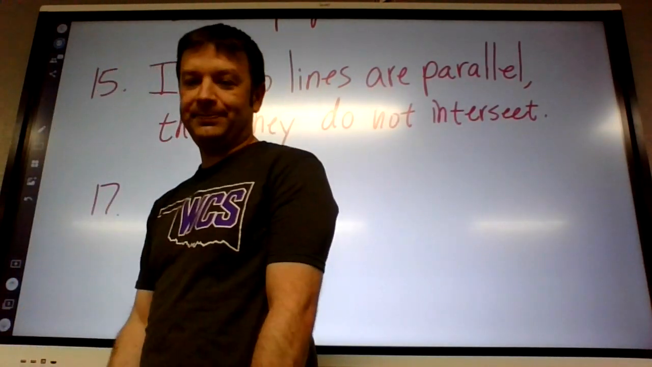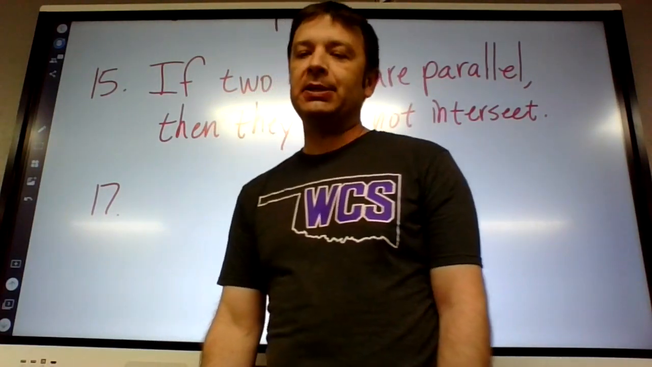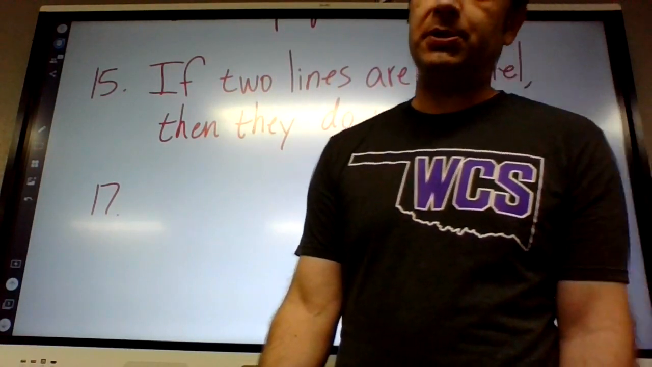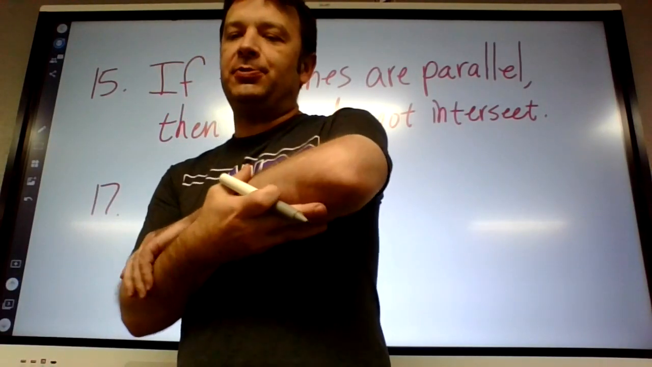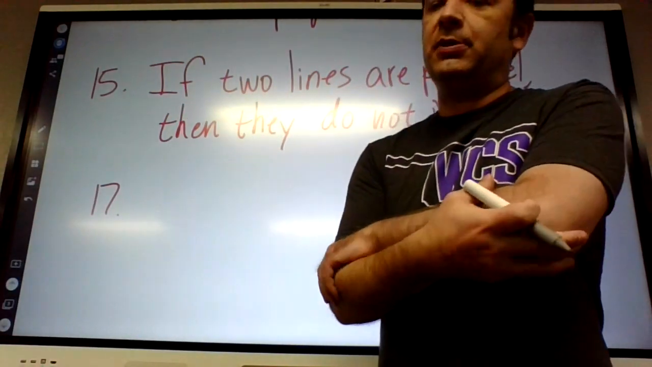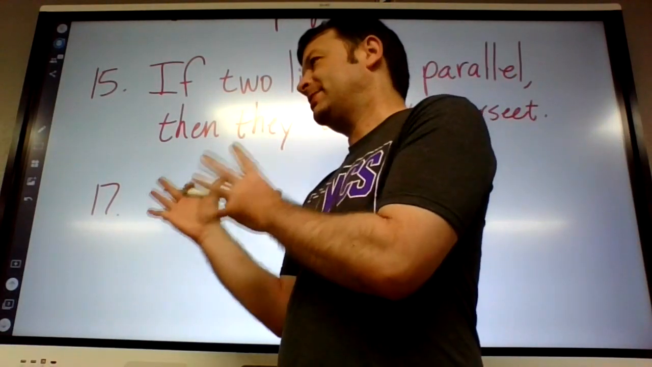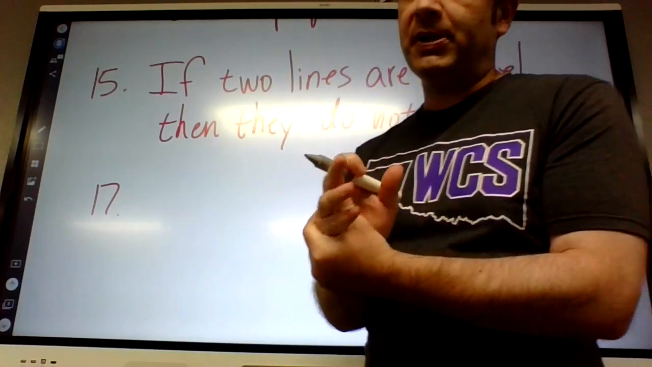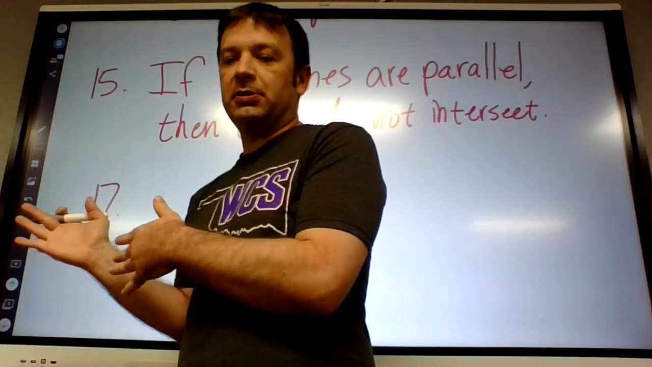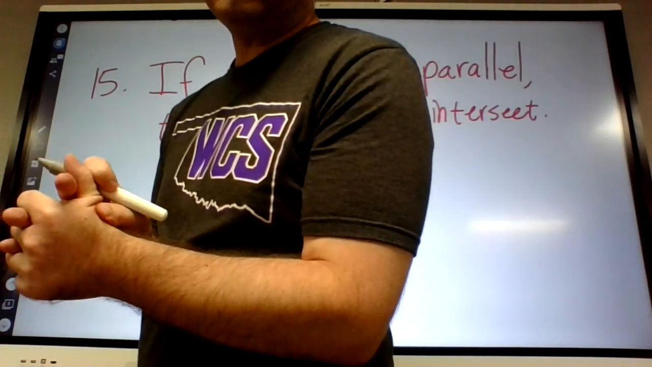Number 17. Okay, write each biconditional as a conjunction of two conditionals. So 17 says you will go to heaven if and only if you are saved. We're just supposed to write that as a statement and its converse, because it implies that it works both directions. If you are saved, then you will go to heaven. Good job, Whitley.